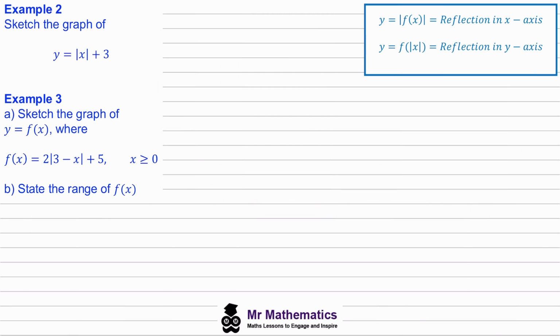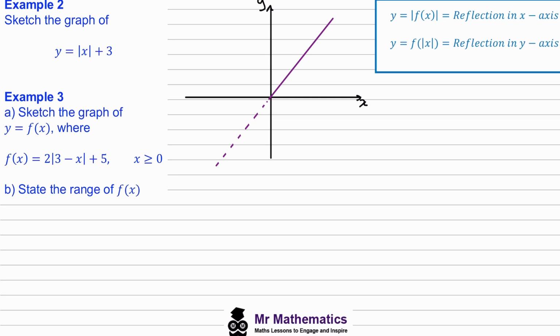Okay, so we've been asked to sketch the modulus of x plus 3. We start by sketching x, and we know this will be a diagonal line that passes through the origin. And because we're looking at the modulus of x, this will be a reflection in the y-axis. So all of these points become positive. I'll label this as the modulus of x. And then all we need to do is translate this 3 units up. So this vertex was at the origin, and now we're going to translate it up to positive 3.